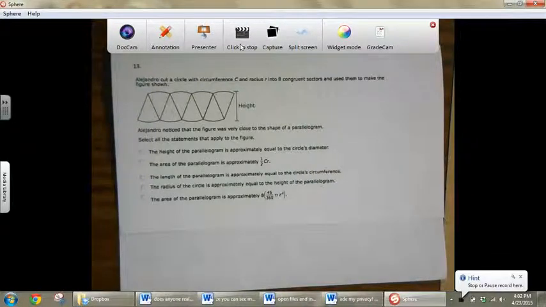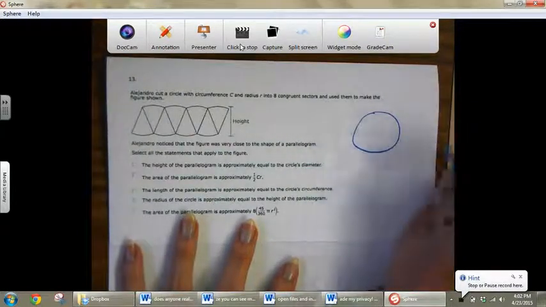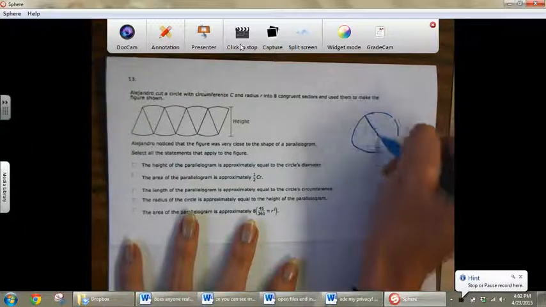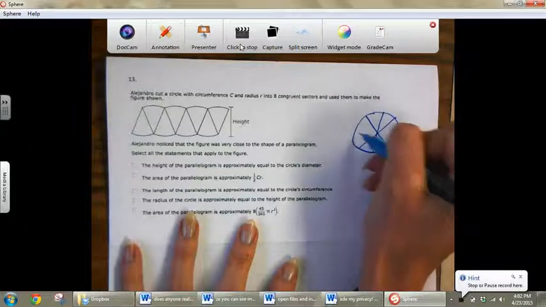Try this one with Alejandro cutting out a circle. So let's start with what he had before he did all this. He had a circle that it looks like he cut into 8 pieces, like so.